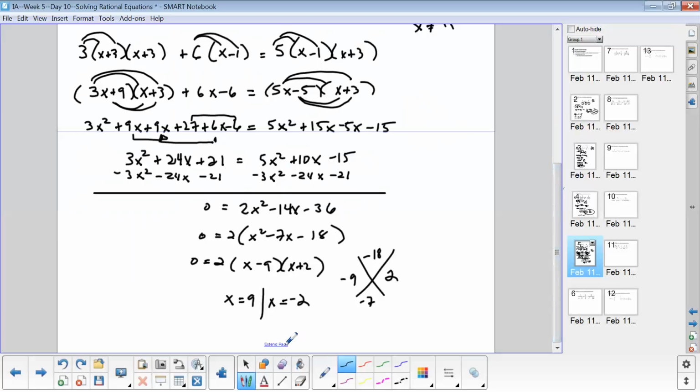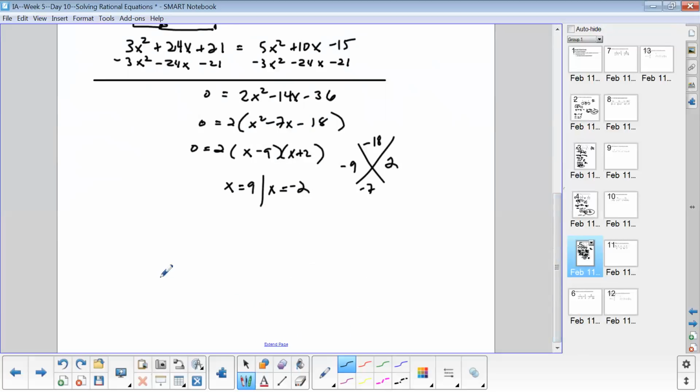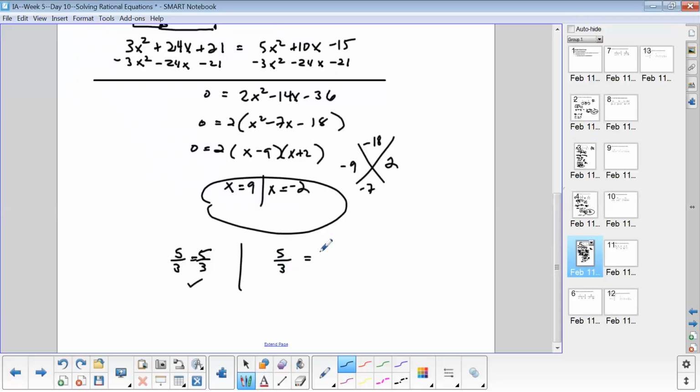So then it would just be a check. We would want to check 9, and we would want to check negative 2. If you check 9, you actually get 5/3 equals 5/3, so that checks. And then when you check negative 2, the same thing. You would get 5/3 equals 5/3. So both solutions work, and the excluded values are x cannot equal 1 and x cannot equal negative 3.